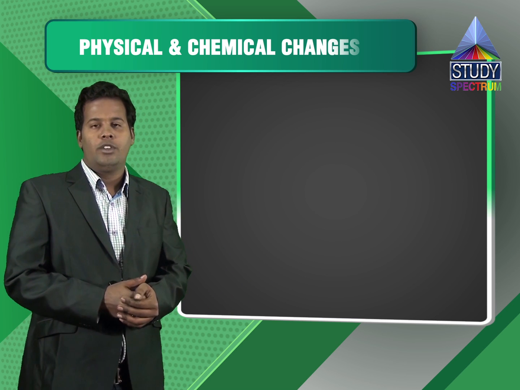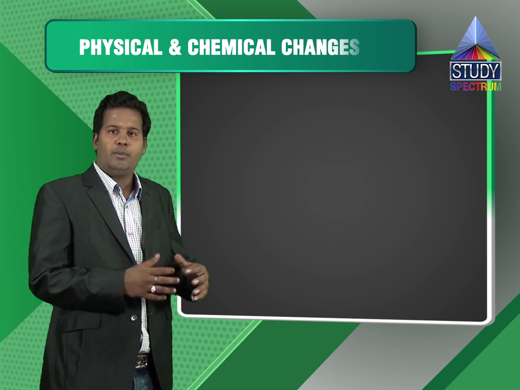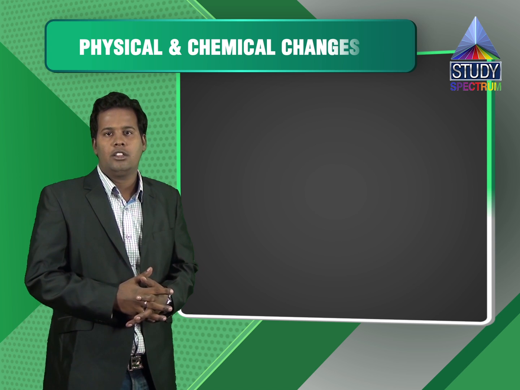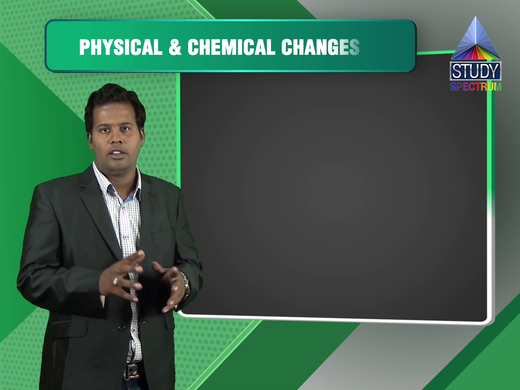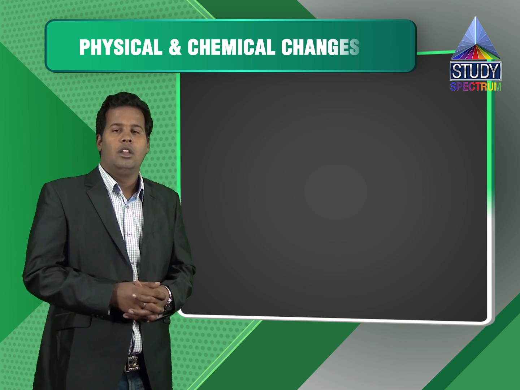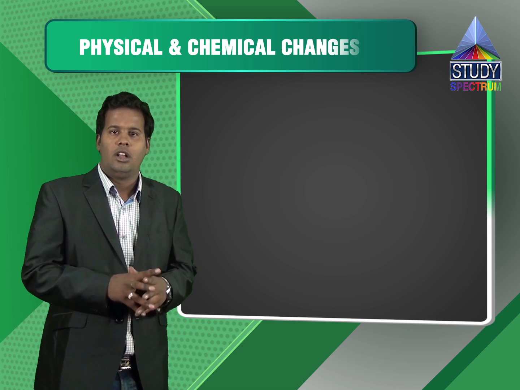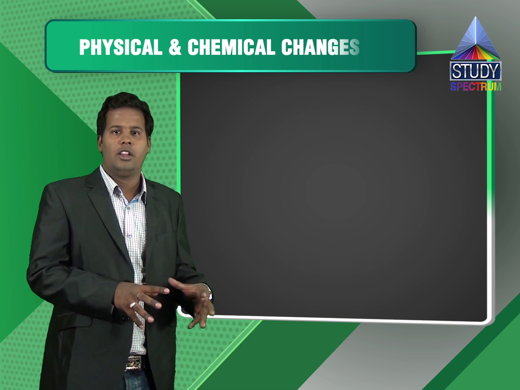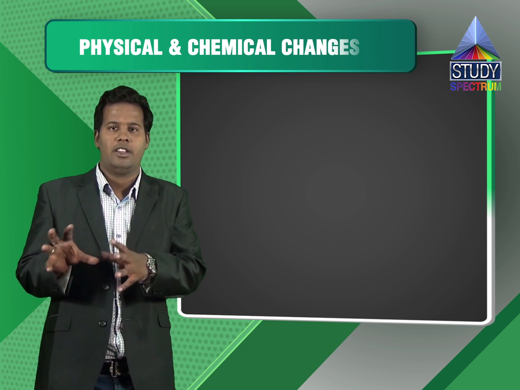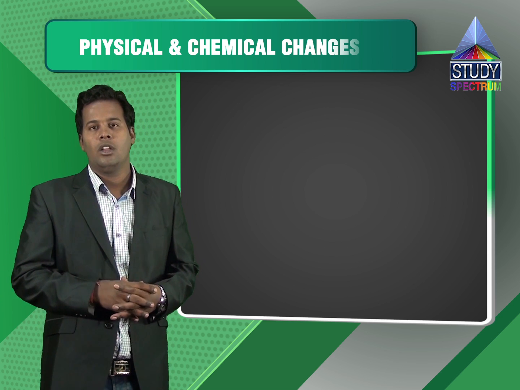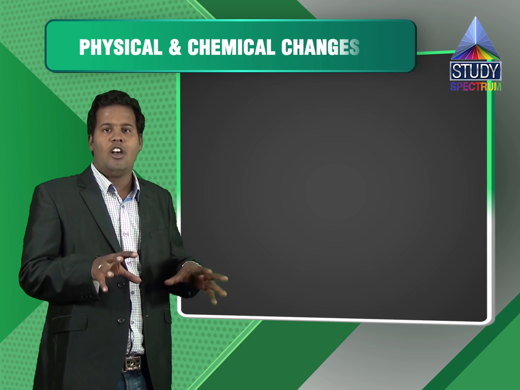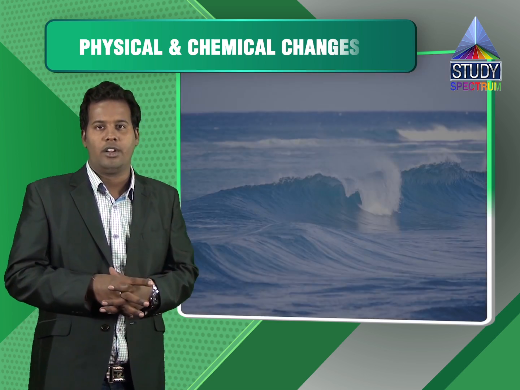Now the 10th question of this exercise is, explain why rusting of iron is faster in coastal areas than in deserts. Now before answering this question, let us understand what are coastal areas, what are the conditions there, and what are deserts and what are the conditions there. See, in coastal areas you have presence of sea and ocean water, correct?